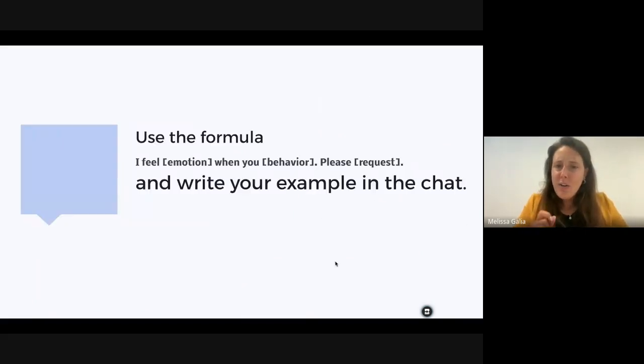So okay, this one you don't have to share if you want, but I would like you to put in a paper in front of you to use the formula, what we said over here. So I feel emotion when you behavior, please. So you can write the example in the chat or you can write it on a piece of paper. It doesn't matter, okay? I just want you to take like 1 minute to make an example, maybe of a situation you have lived recently with a friend, with a family member, okay? Try to complete this sentence with a personal example. Really 1 minute.